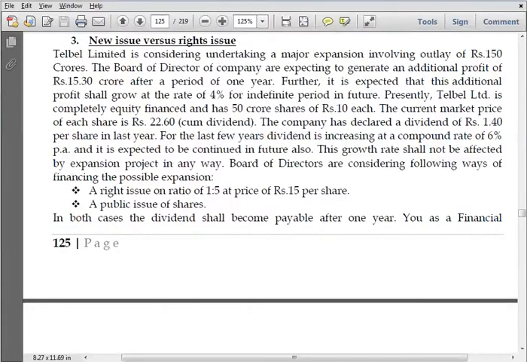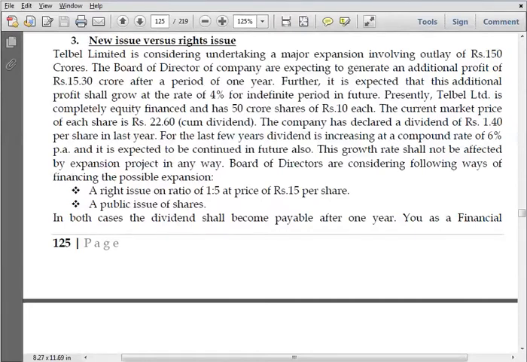T Limited is considering undertaking a major expansion involving an outlay of 150 crores. The board of directors expects to generate an additional profit of 15.30 crores after a period of 1 year. Further, this additional profit is expected to grow at the rate of 4% for an indefinite period in future. Presently, T Limited is completely equity financed and has 50 crore shares of 10 each. The current market price is 22.6 cum dividend. The company has declared a dividend of 1.4 per share in the last year. For the last few years, dividend has been increasing at a compounded rate of 6%. The growth rate shall not be affected by expansion.